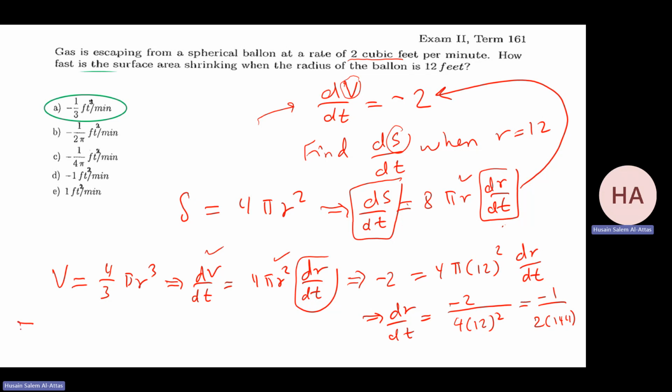Let me plug it here. That implies dS by dt would be equal to 8 pi times dr by dt. I forgot the pi here. Pi should be in the denominator. That will be 8 pi, r is 12, times dr by dt, which is minus 1 over 2 times 144 pi.